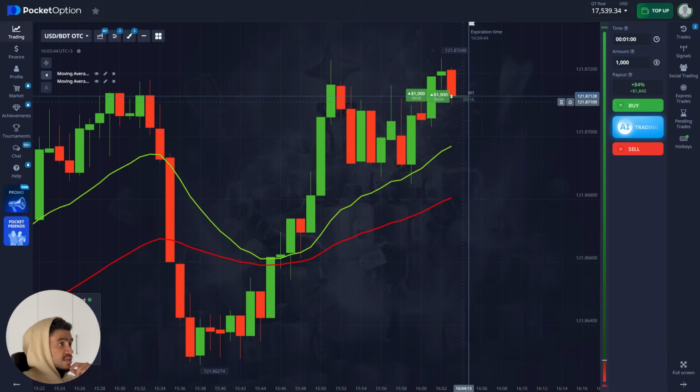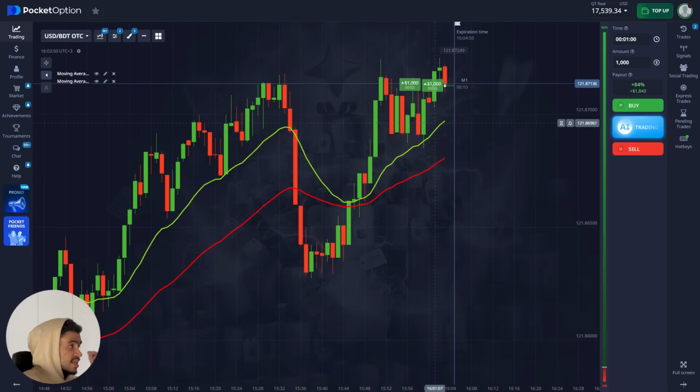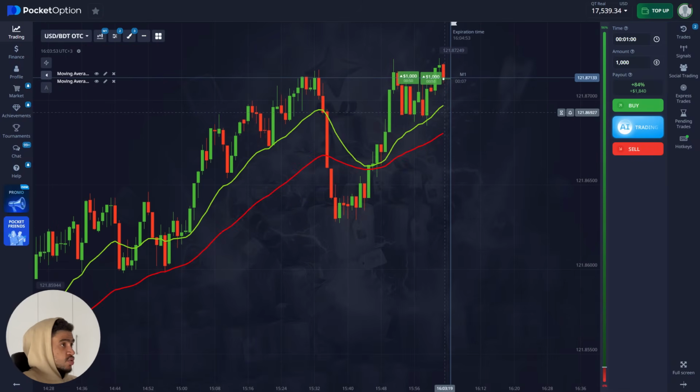I am going to place it a little bit earlier here as I'm expecting the price to go up again, another $2,000 here. Same thing, I'm expecting a continuation of the uptrend, so I'm just placing a trade in the direction of the trend.